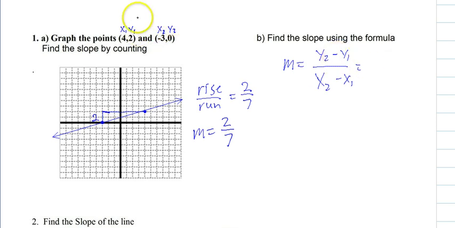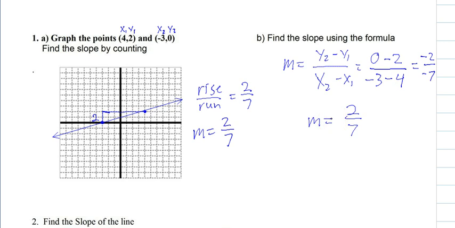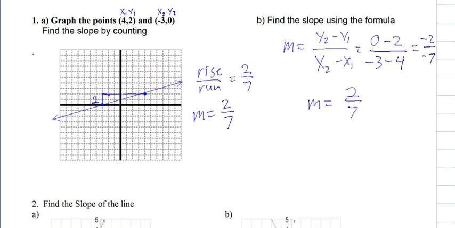So it's y2 minus y1. So it's 0 minus 2 over negative 3 minus 4. And then calculating it, we get negative 2 over negative 7. And then simplifying, we get 2/7 slope. Same thing. So you can do it by counting, or you can use the formula. If you don't want to graph it, use the formula.